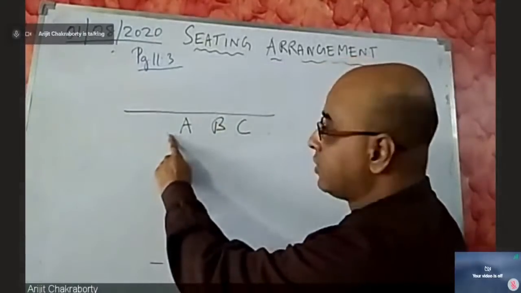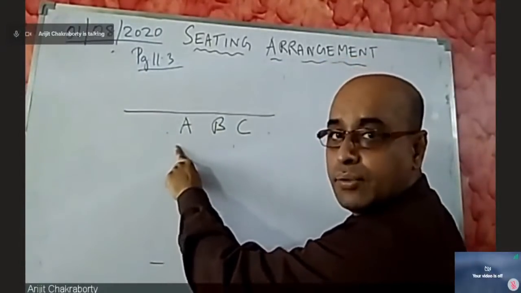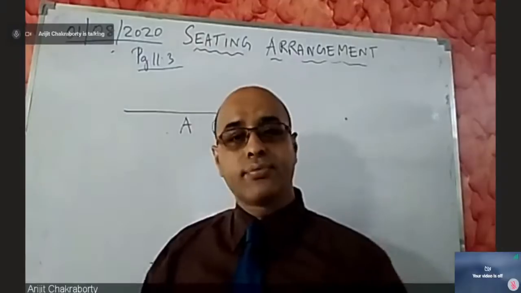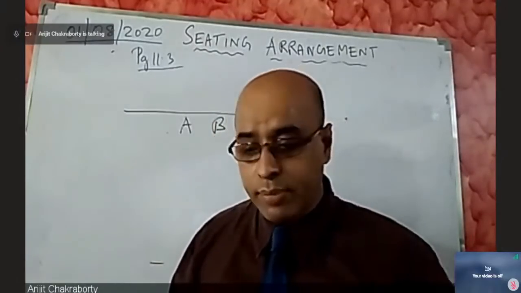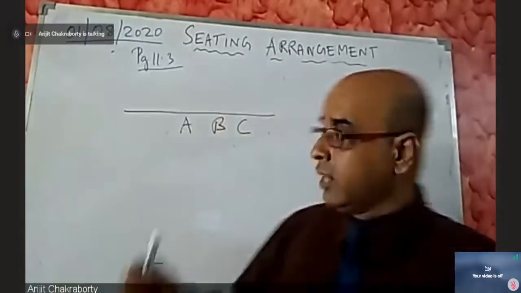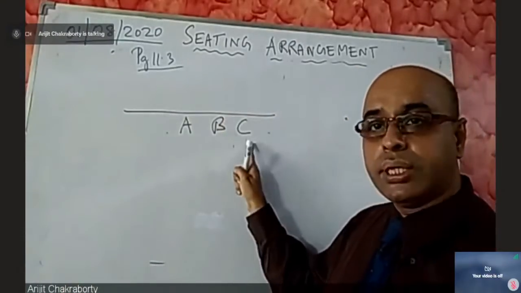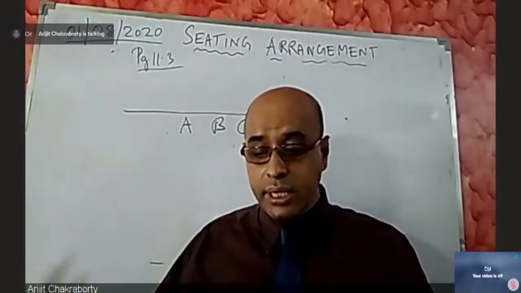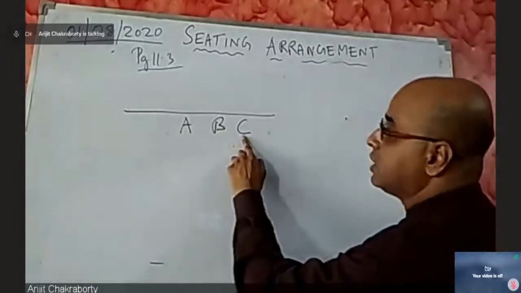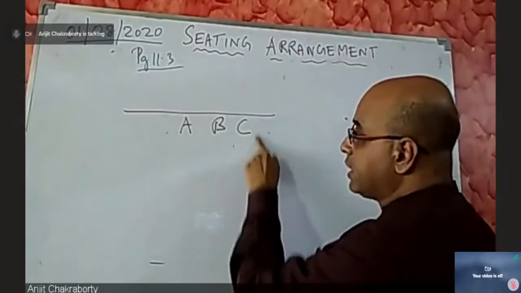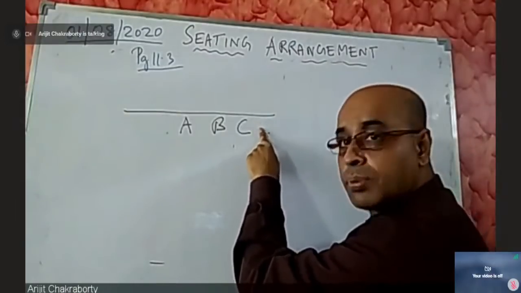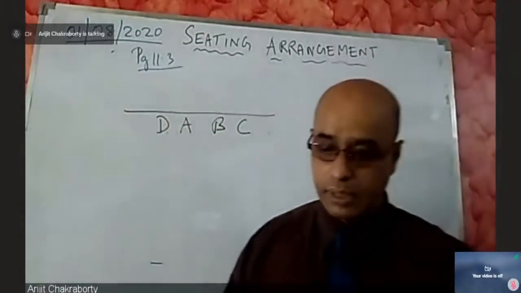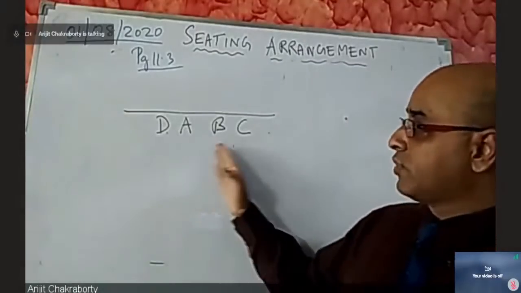If C sits here, then C and A will sit together, which is not allowed as per the condition given in the problem. Please read the question carefully. It is clearly mentioned that A is occupying the seat next to B but not to C. That means C has to sit here. Now, C is not sitting next to D, so D cannot sit here. The only option for D is to sit here. So I will write D here. This can be one of the options.